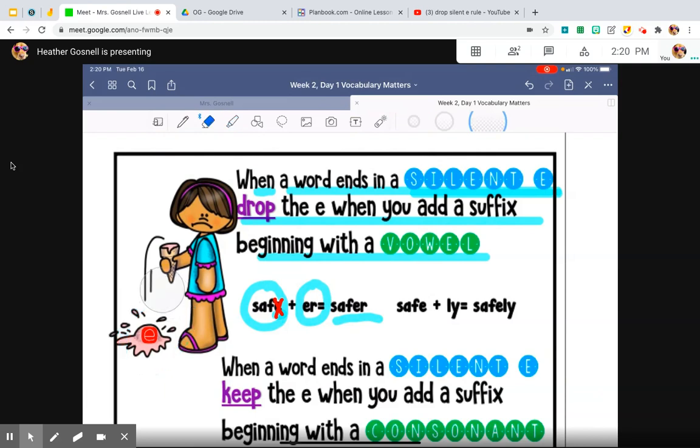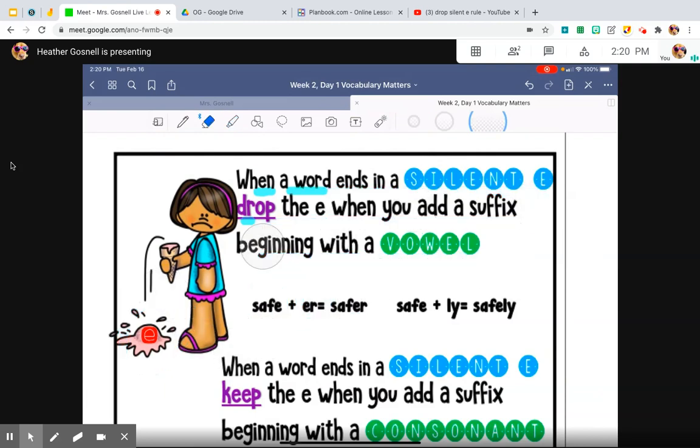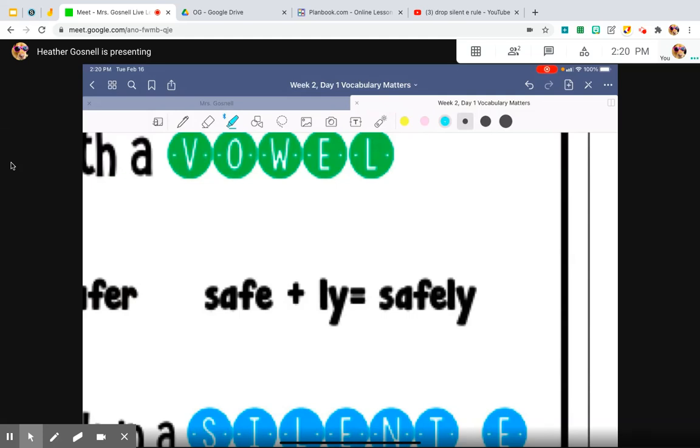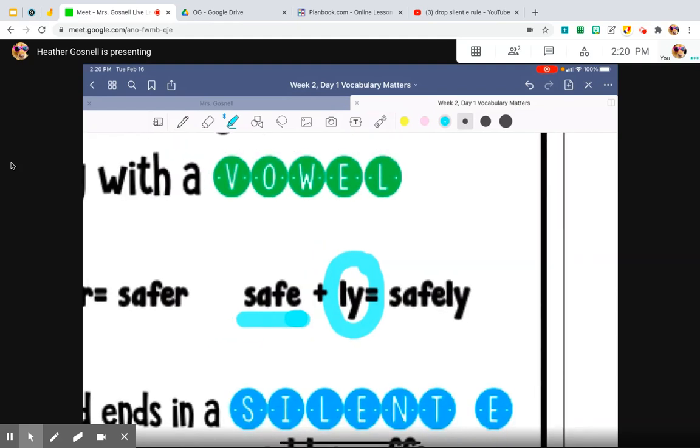Now, if the suffix that you're adding is not a vowel suffix, meaning it starts with a consonant, like in this example, safely, the base word safe, it has that silent E. However, we want to add this suffix to it, ly. This is a consonant suffix because it does not start with a vowel, it starts with a consonant. So, in order to spell this correctly with the suffix, we leave the magic E alone. The magic E stays. He stays.